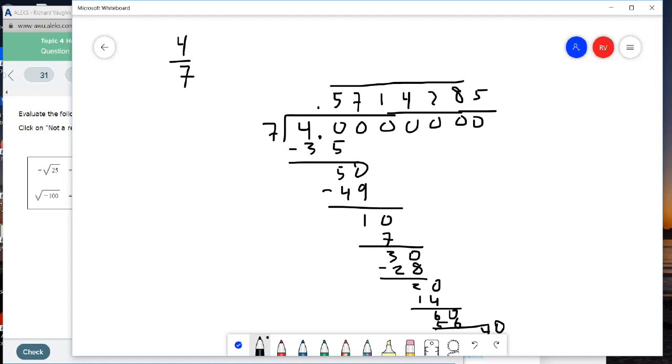A number of digits that repeat is called the period. So this has period 6 in its decimal expansion.